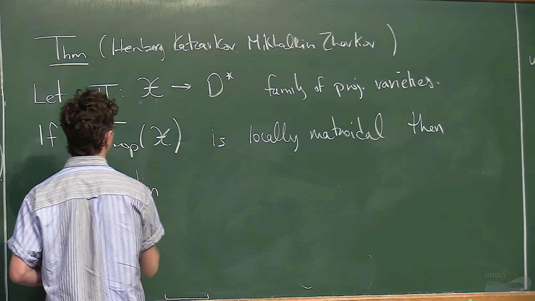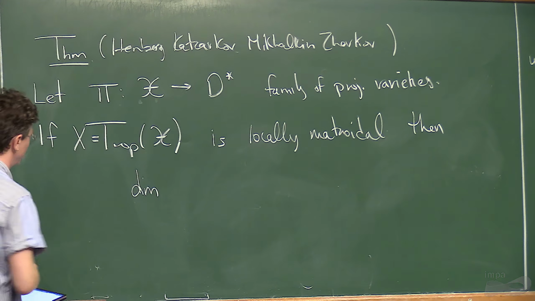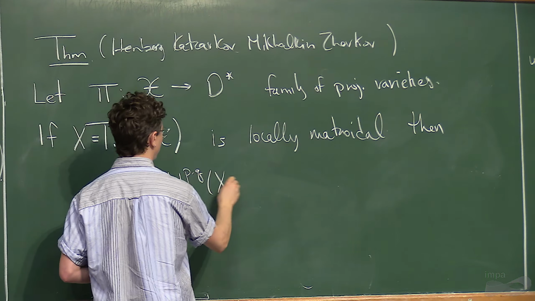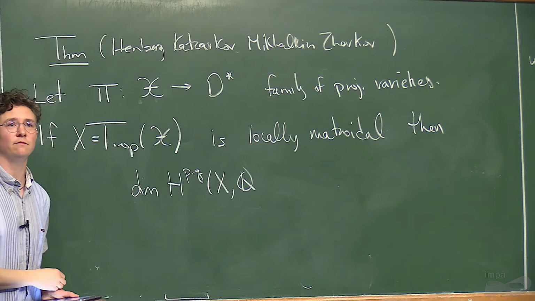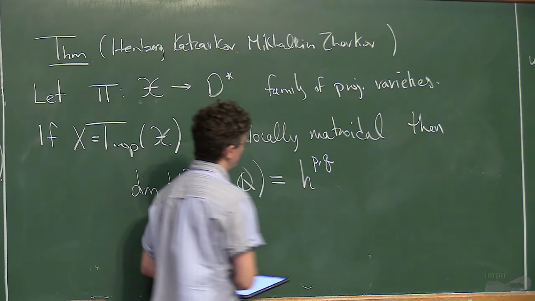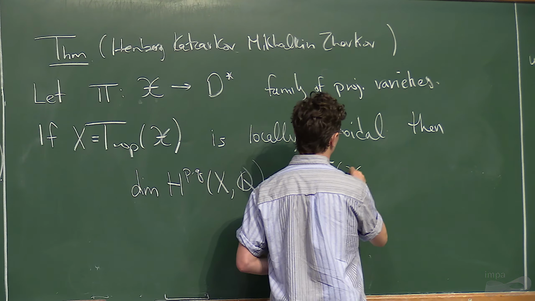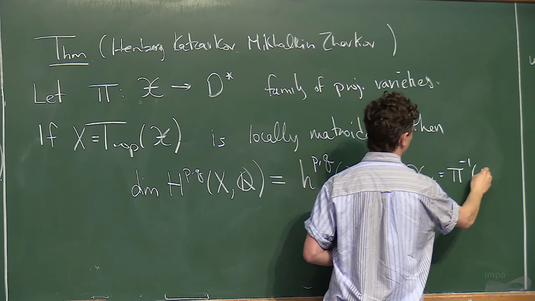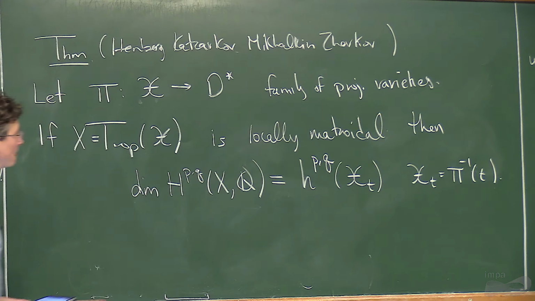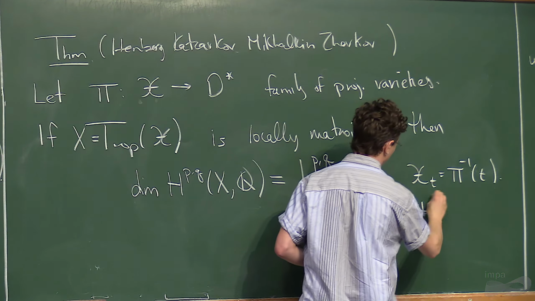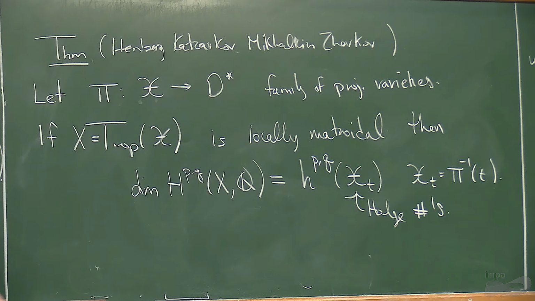Then, let's call this X, just to gel with that, the dimension of H^{p,q} of X with Q coefficients, because I wrote dimension now, is equal to little h^{p,q} of X_t, where X_t is a generic member of this family. Okay, and these are Hodge numbers. So this is a numerical statement.